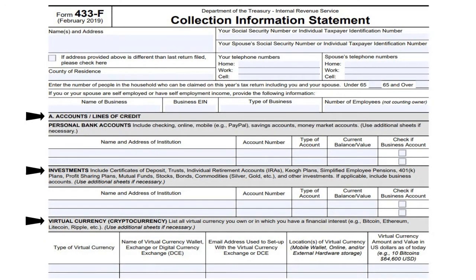One thing I want to say here is that when we talk about Form 433F, you need to really understand it's all about providing transparency to the IRS. And so you have to really put your social security number, or if you have a TIN, you want to provide it as well. And if you are filing this jointly, you want to provide information also for your spouse. So that will be your spouse's social security number or individual taxpayer identification number.